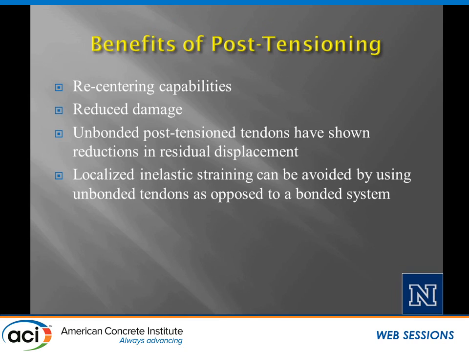So what are the benefits of post-tensioning? Well, we know that it has recentering capabilities. We know that it can reduce the amount of damage in the system. We know that unbonded post-tensioning tendons have shown a reduction in residual displacements, that we can pull that column back into place. And also the other thing is that localized inelastic straining can be avoided because our straining is being distributed over a length instead of being concentrated over a very short distance. And this helps us out tremendously.